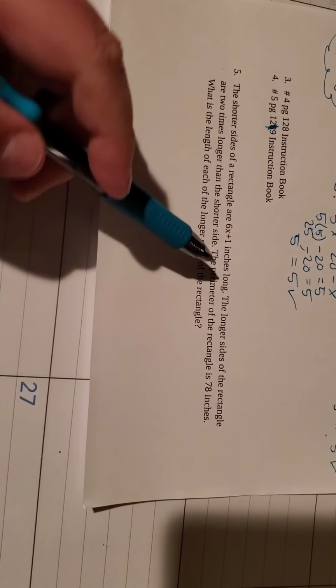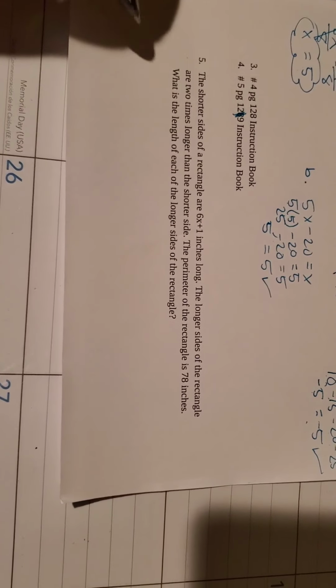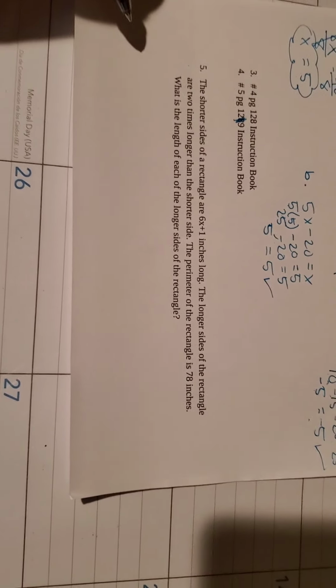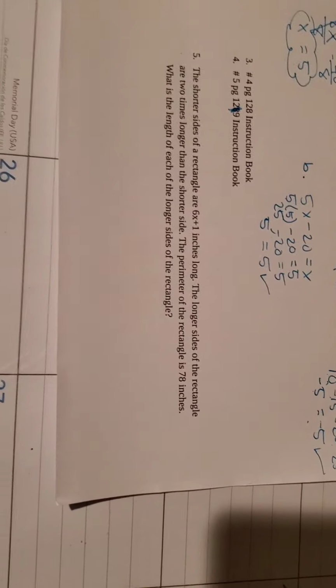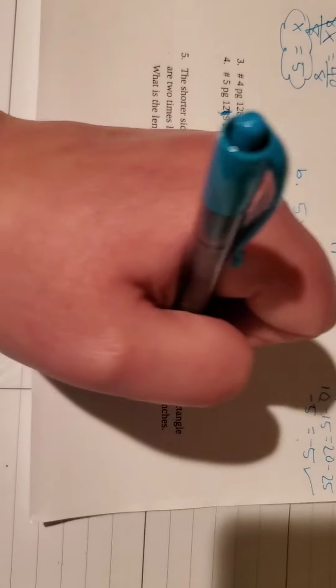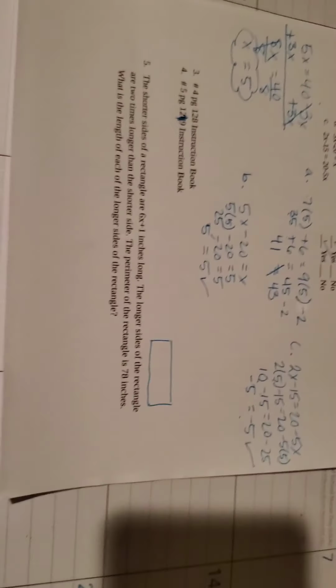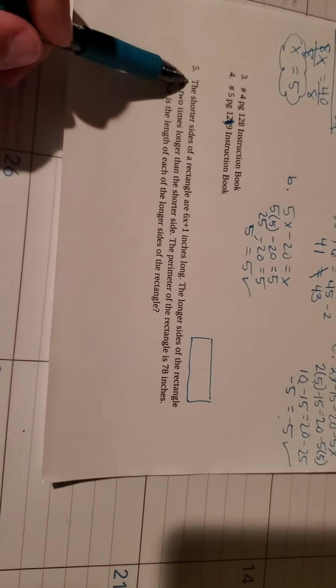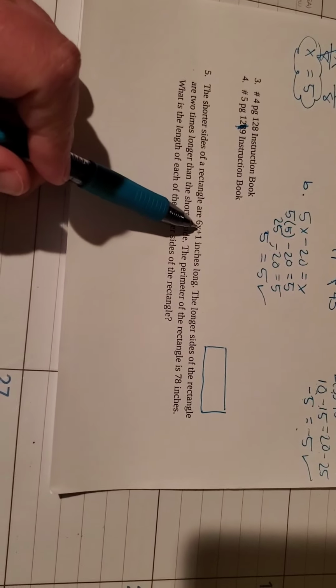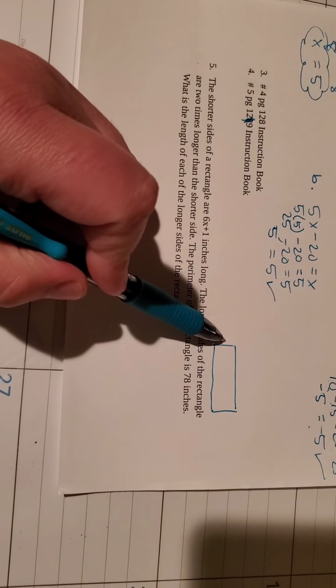Again, I swear, whenever they give me a question about a shape and the shape is not given, I don't care what the question's asking. I always draw the shape because I need something to look at. They said it's a rectangle. I'm gonna draw me a rectangle. The shorter sides of a rectangle are 6x plus 1. Shorter sides. Okay, got it.